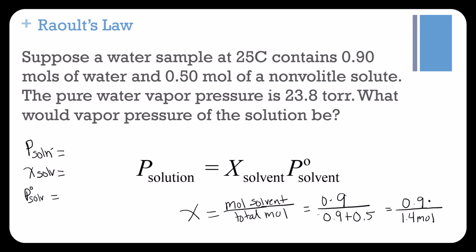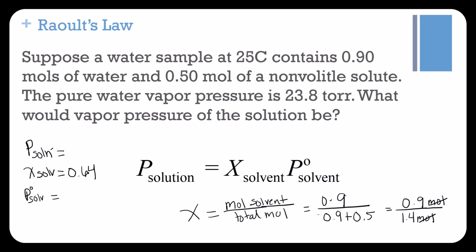So plug that into my calculator. I have 0.9 divided by 1.4. And I get a value for my mole fraction that is 0.64. Yep. The mole fraction is a unitless number. I know that because I've got unit of mole on top, unit of mole on the bottom. Those cancel, so that's going to result in a unitless number.